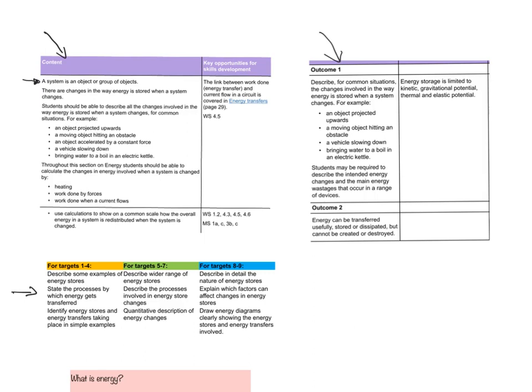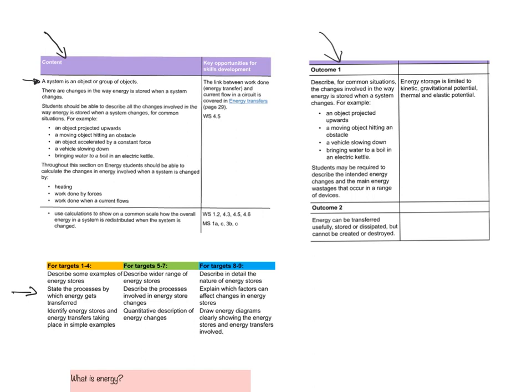Now, in the specification for double and triple, it says that there are changes in the way energy is stored when a system changes, and you should be able to describe all the energy changes involved. Also, you should be able to calculate the changes in energy, which we'll get to in a minute. And you should know the way that energy gets transferred.